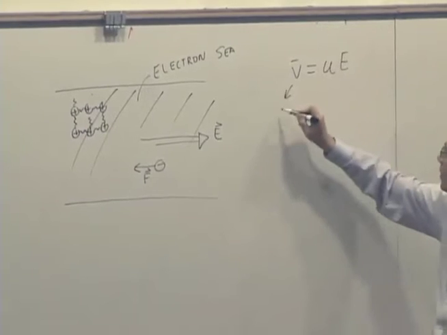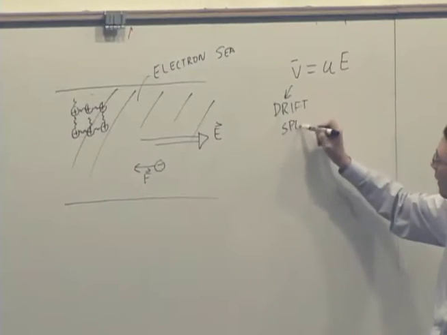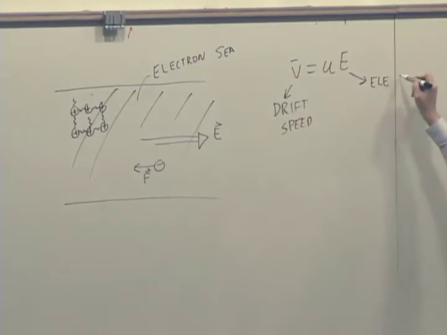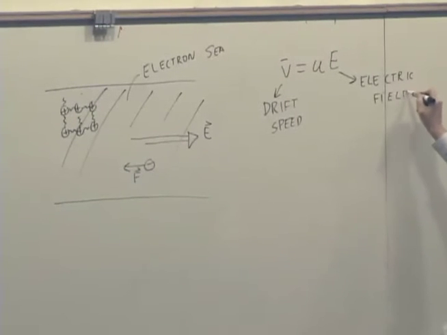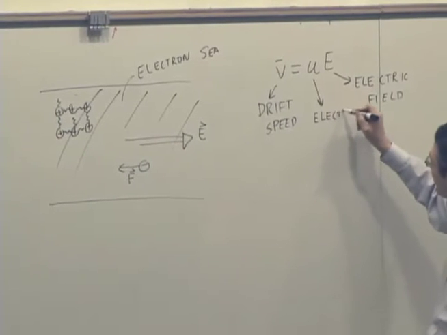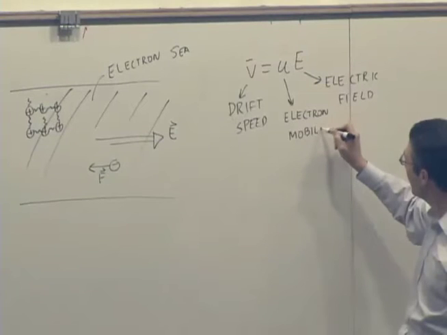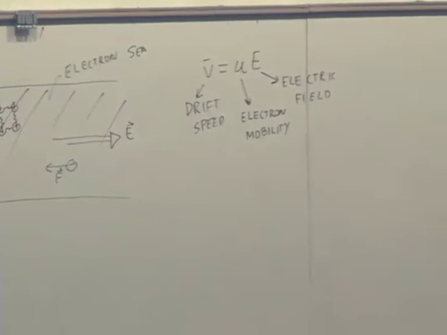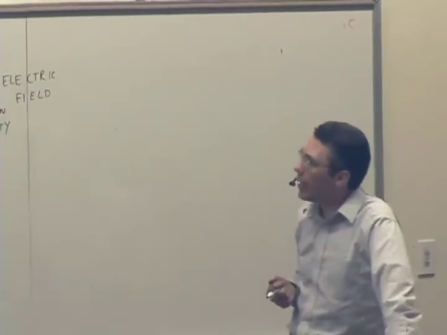Drift speed of mobile electrons equals mobility times the electric field. This is the electric field, and this is called the electron mobility: how easily the electrons can move through a particular conductor given a particular electric field. It's a property of the material.